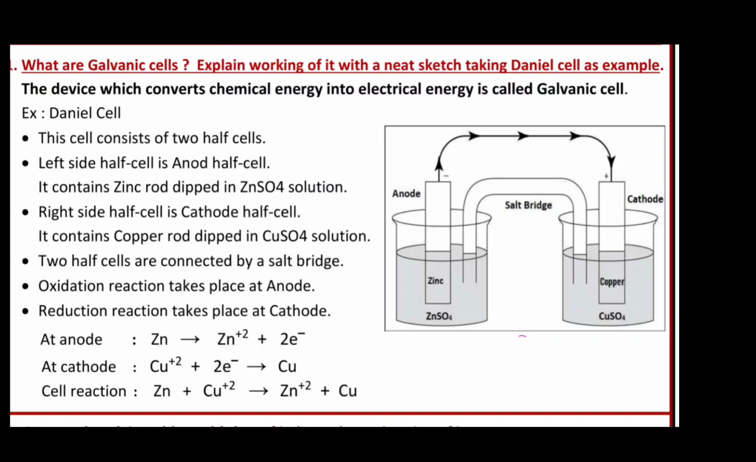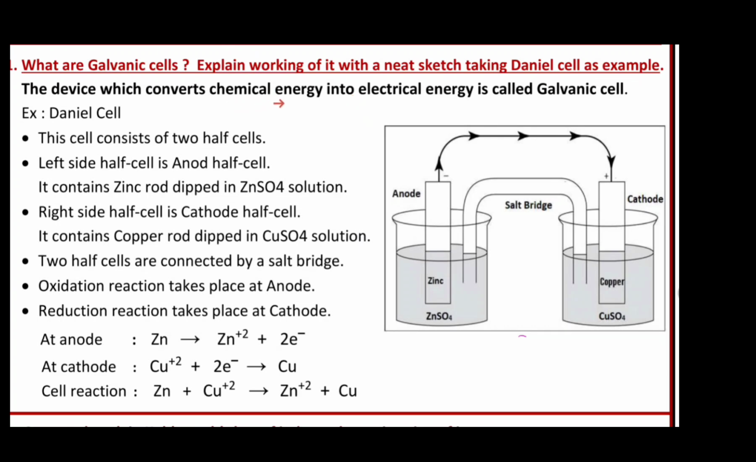In this video, we are going to discuss one of the very important questions for 4 marks from the chapter electrochemistry. The question is, what are galvanic cells? Explain working of it with a neat sketch taking Daniell cell as example. So what are galvanic cells? The device which converts chemical energy into electrical energy. That's all. A device which converts chemical energy into electrical energy is called galvanic cell.